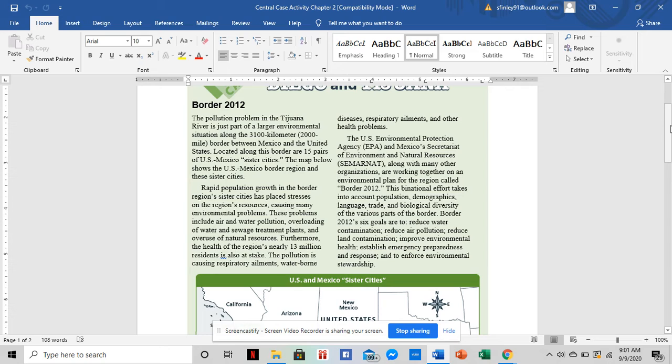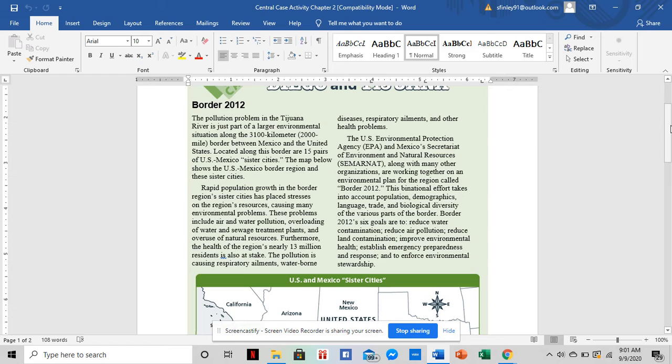Water is polluted, the air is polluted, and our water and sewage treatment plants are overloaded because there's so much sewage and so much water being used, along with overuse of natural resources. Obviously, the more people there are, the more natural resources are going to be used.